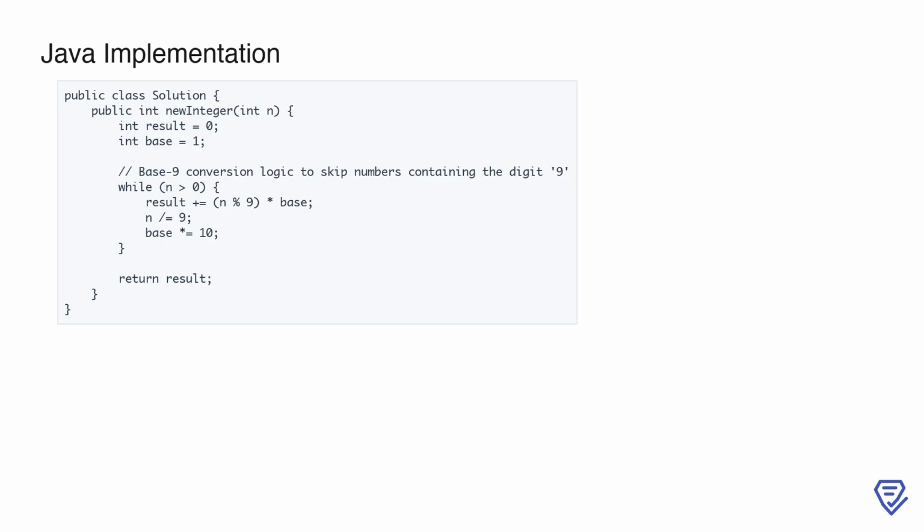This is the Java implementation of LeetCode problem number 660, Remove 9. The solution leverages base 9 conversion to skip numbers containing the digit 9. The key difference from Python is the explicit type declarations and use of Java's class structure. The logic mirrors the Python implementation, ensuring the same functionality in Java.